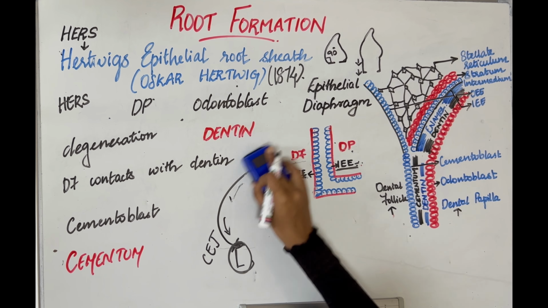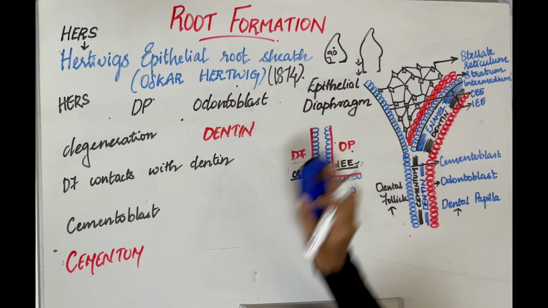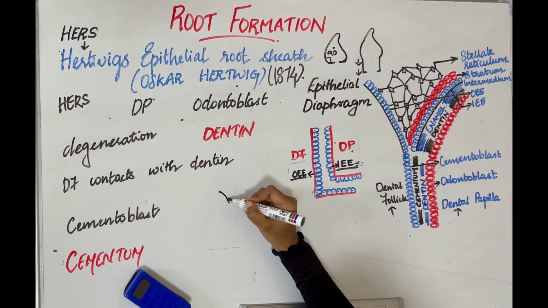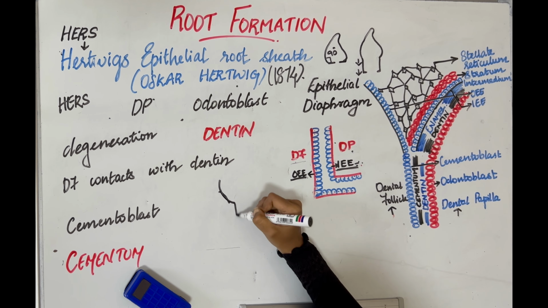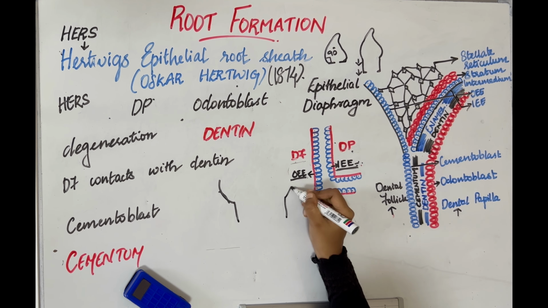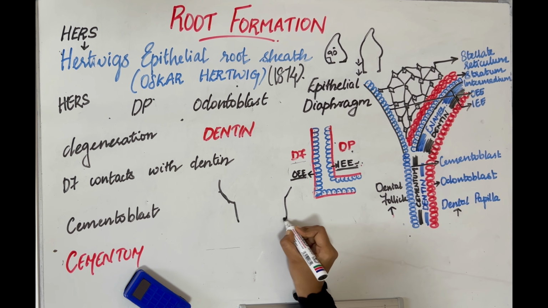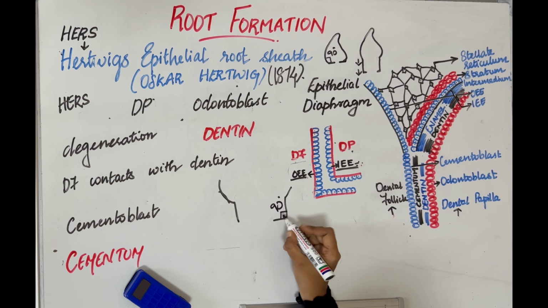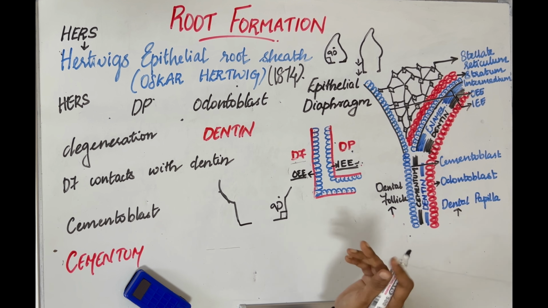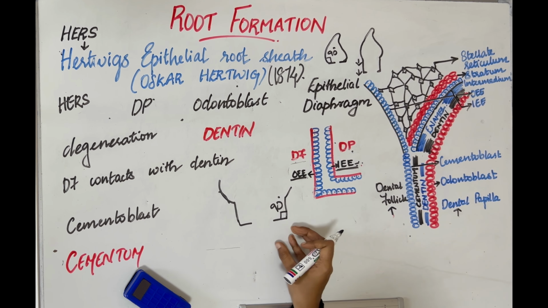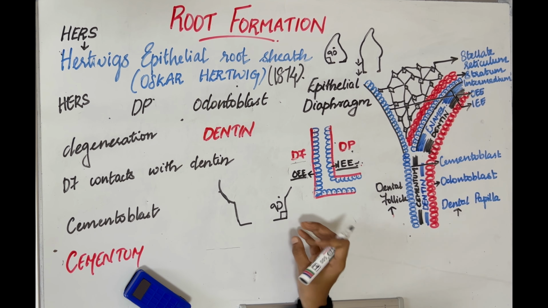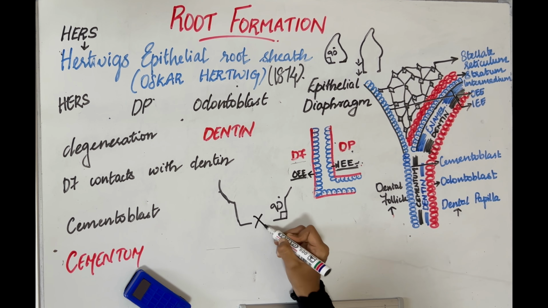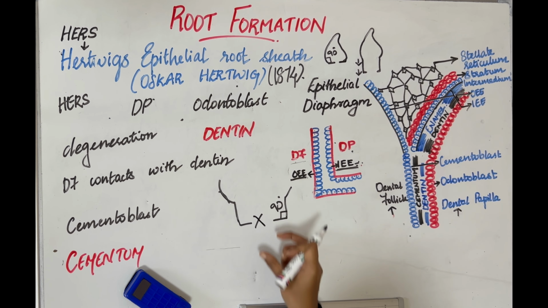Now we have to know what the epithelial diaphragm is. As Hertwig's epithelial root sheath forms, from this portion it bends in a horizontal way, at an actual 90 degrees. This bending of Hertwig's epithelial root sheath at a right angle, in a horizontal manner, is called the epithelial diaphragm. And they will not meet in the central portion.